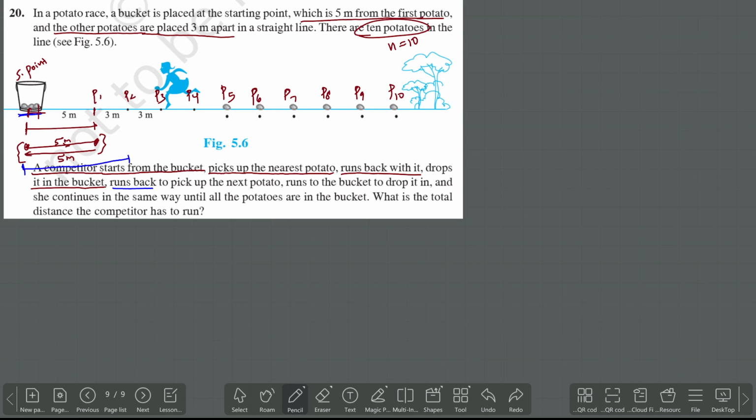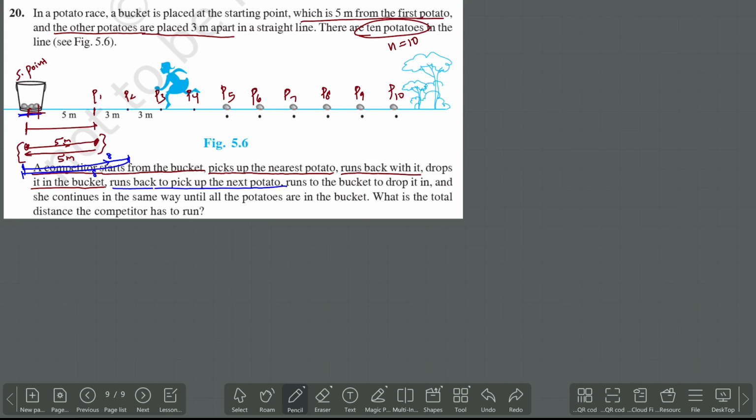Again they are going to take this potato. Then how much do they actually run? 8 meter. After taking that potato, they are coming back again. Then 8 plus 8, 16. Like that they are doing the game, I hope.